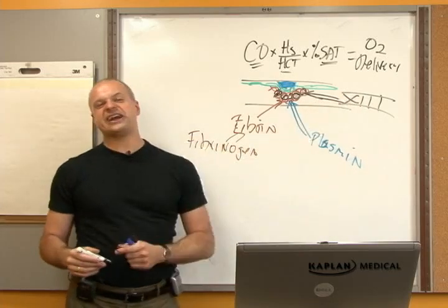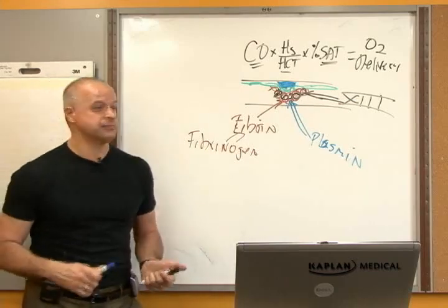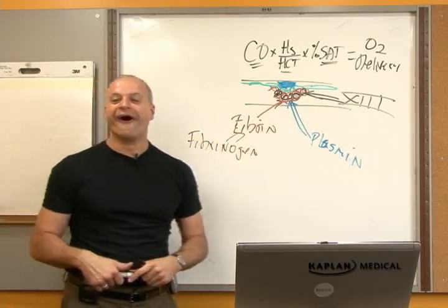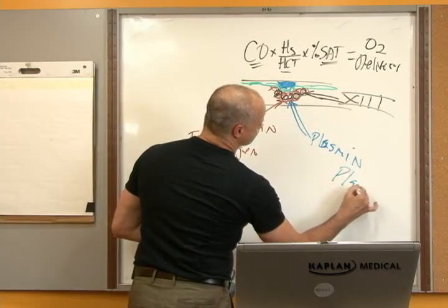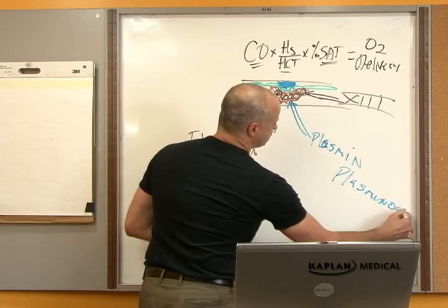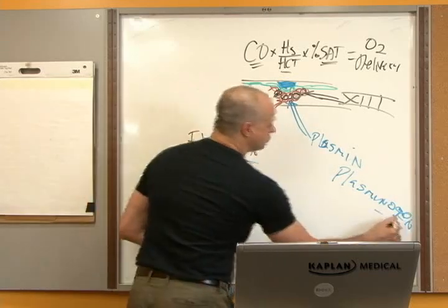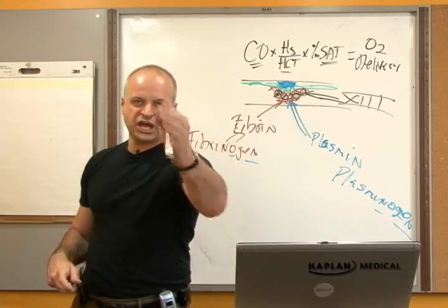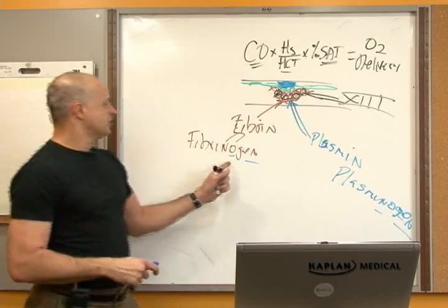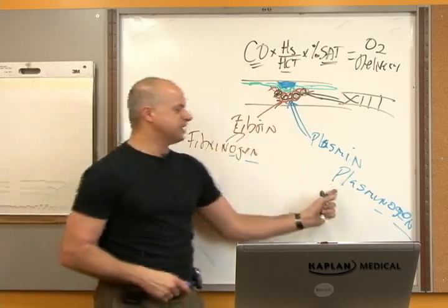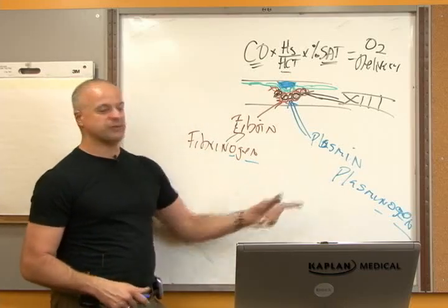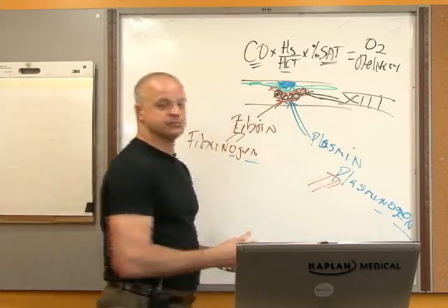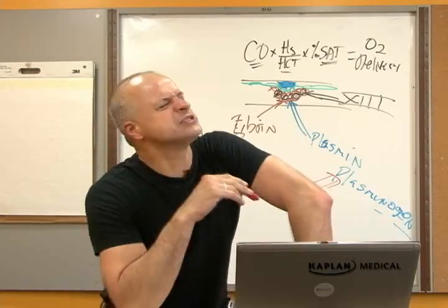What's the other name of factor 13, which stabilizes the clot? It's also known as clot stabilizing factor. Plasminogen. You see this ending, ogen? Of genesis, of creation. Fibrinogen creates fibrin. Plasminogen creates plasmin. Now, what is it that activates plasminogen into plasmin? What in the bloodstream activates plasminogen?